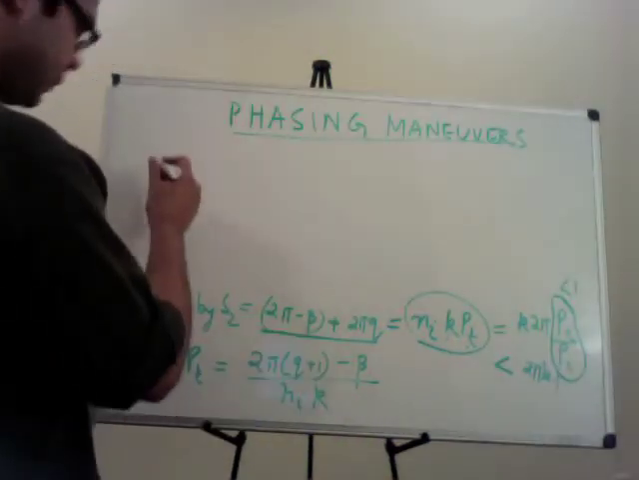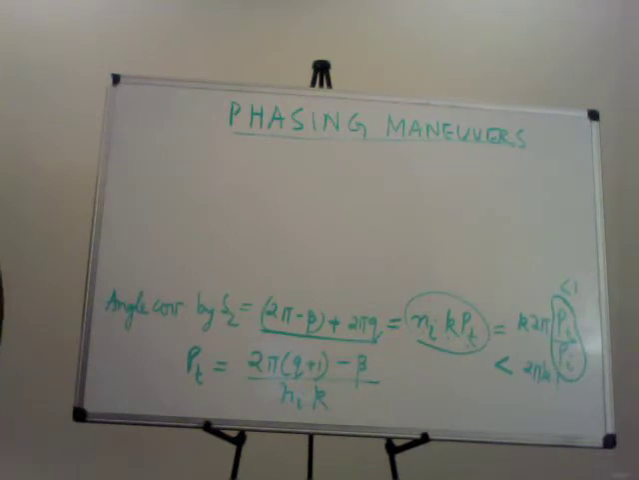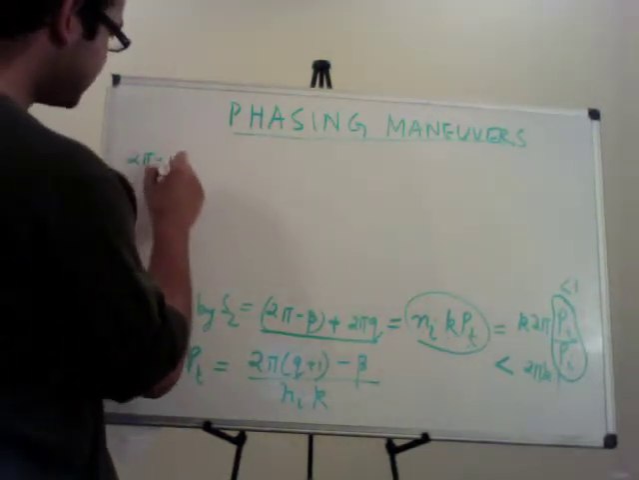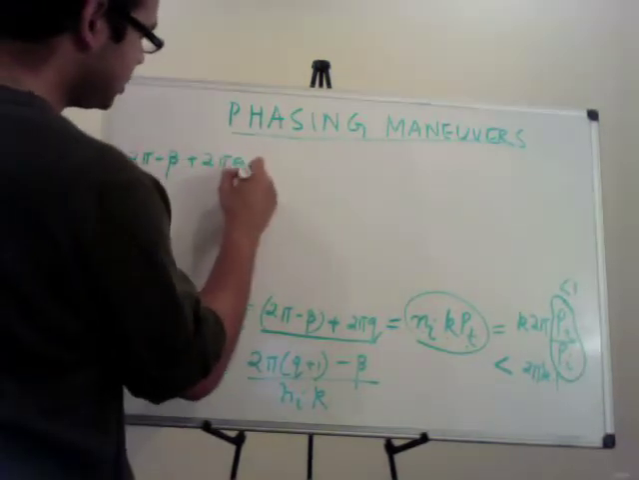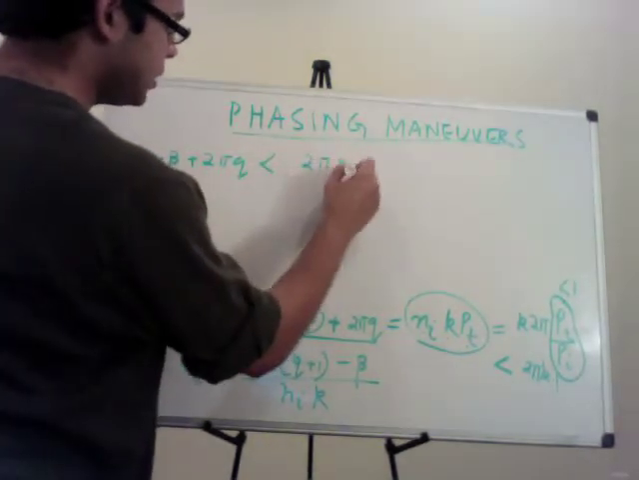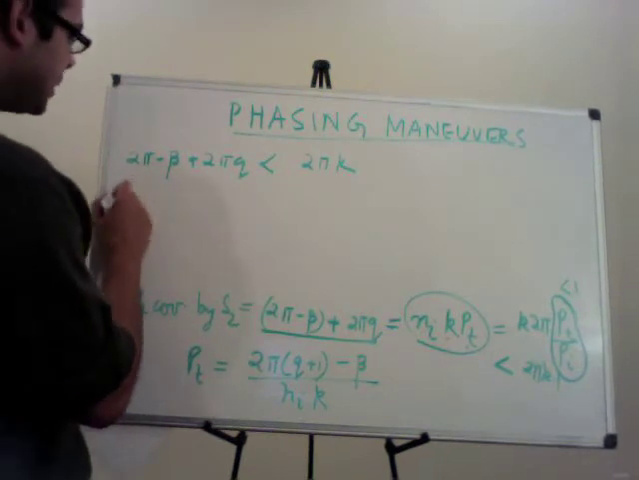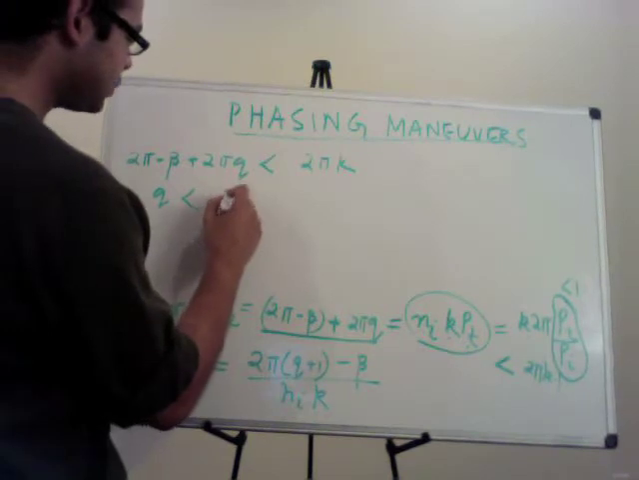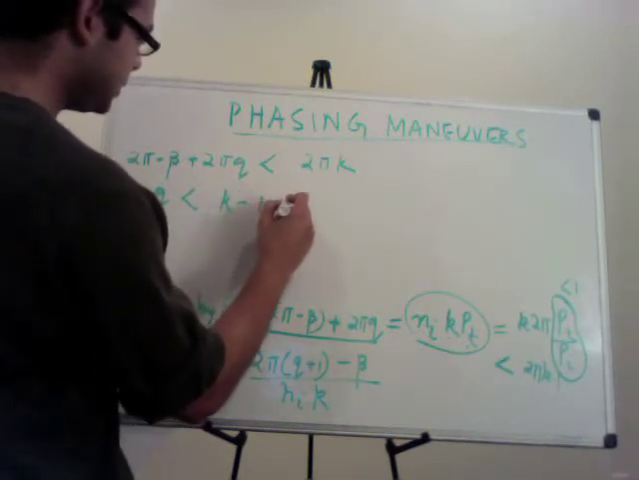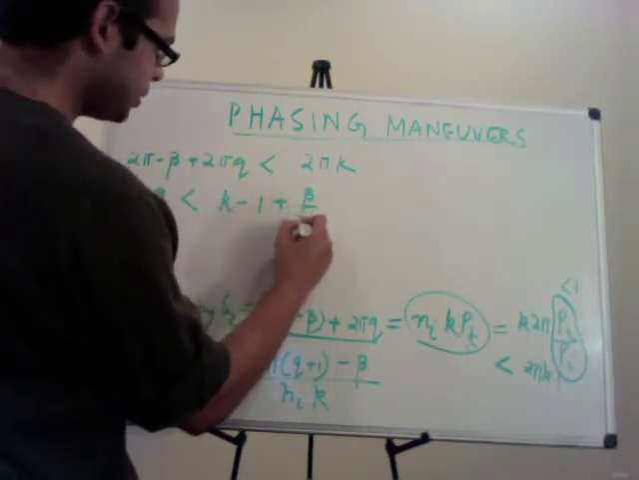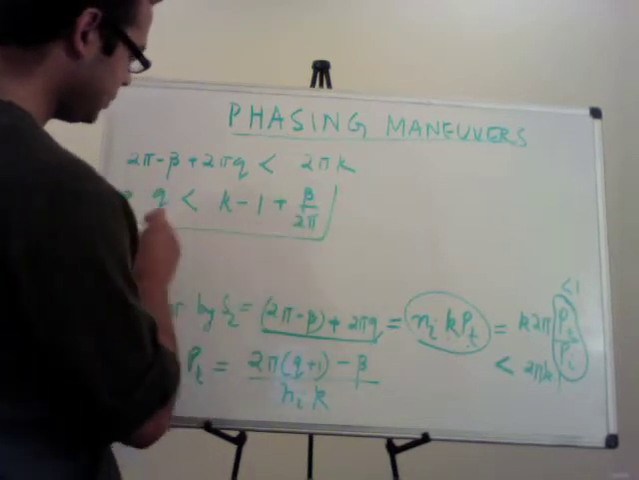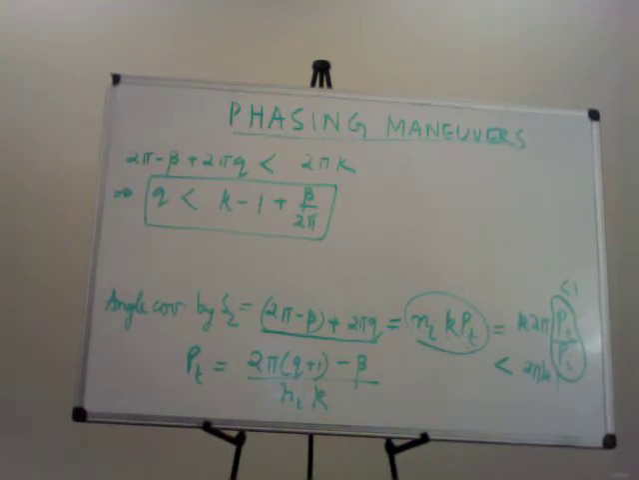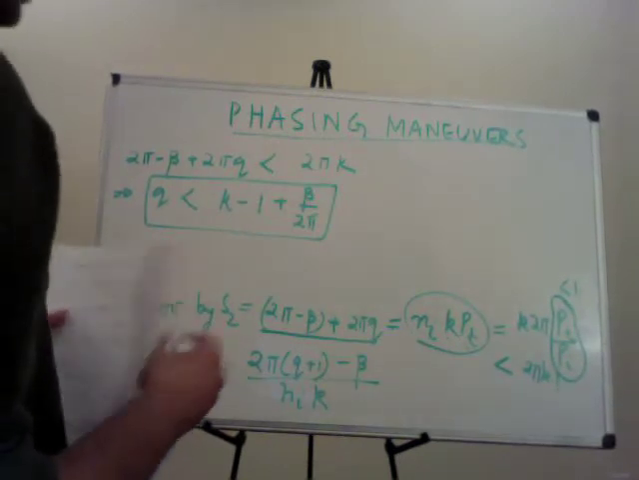So from here we get that 2 pi minus beta plus 2 pi q is less than 2 pi k. Divide throughout by 2 pi and we get that q is less than k minus 1 plus beta over 2 pi. This is the constraint between k and q, which is different from the constraint we had for a higher transfer.